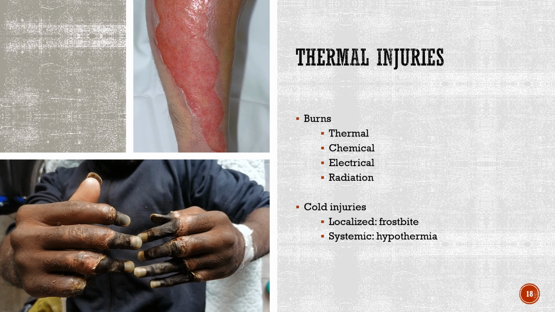Burns are damage caused by thermal or heat, chemical, electrical, or radiation sources. Severity depends on temperature, energy source, and duration of exposure. Severity assessment includes risk of infection, mortality, and cosmetic or functional disability. Burn classification includes first, second, or third degree based on tissue damage and treatment needs.